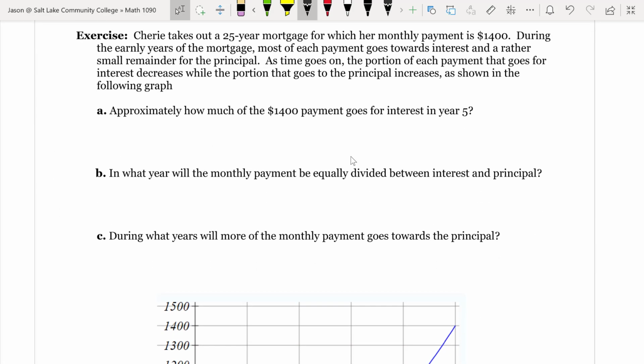Let's do another exercise. Sherry takes out a 25-year mortgage for which her monthly payment is $1,400. Oh, that's a typo there. During the early years of the mortgage, most of each payment goes towards interest and a rather small remainder for the principal of the loan. As time goes on, the portion of each payment that goes for interest decreases, while the portion that goes to the principal increases, as shown in the following graph.